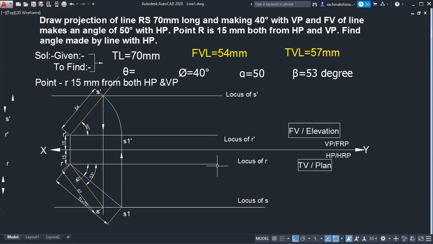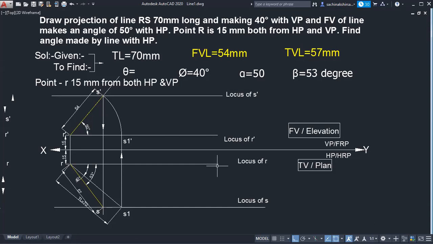Actually theta is asked. Find the angle, it is asked. Let's start. How will you draw it? What is theta? Angle made by true length with HP. We know the true length. We know the locus of S dash. So what can we do?